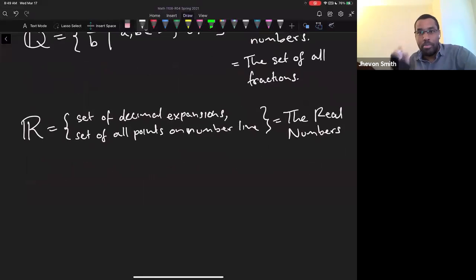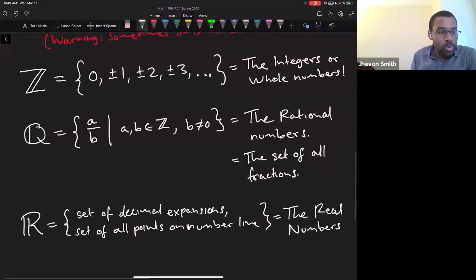Anything on a number line that you can pick is going to be a real number. Which, by the way, Q, you can plot all the fractions on a number line, and there are a lot of them.